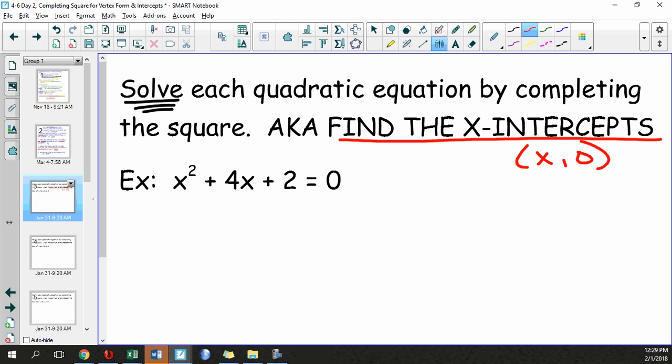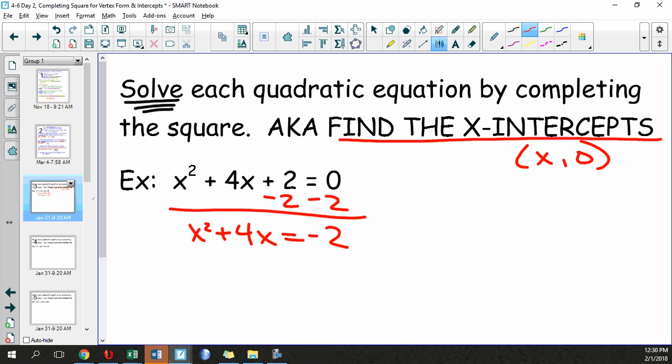So step 1, what do I want to do first? I want to think constant terms. So I need to take my constant term over to the other side of the equation. So what am I going to do here? Subtract 2. There we go. X squared plus 4x is equal to negative 2.